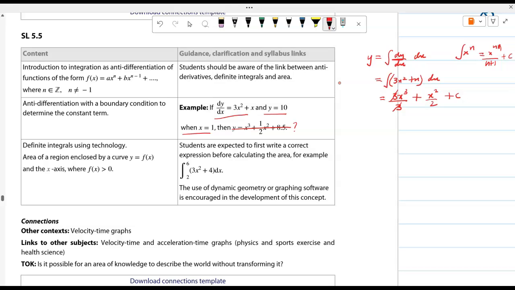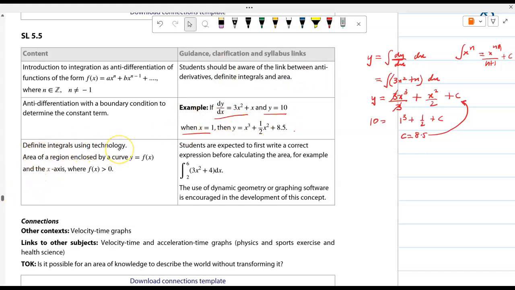Now use the boundary condition. What is the boundary condition? You have to find c. So y is equal to 10 when x is equal to 1. So 1 cube plus 1 over 2 plus c. If you solve this, you'll get your c as 8.5. Put it back in this, and then you get your answer like this. The answer won't be given here, they're just saying that. Put it back and you'll get the same form.